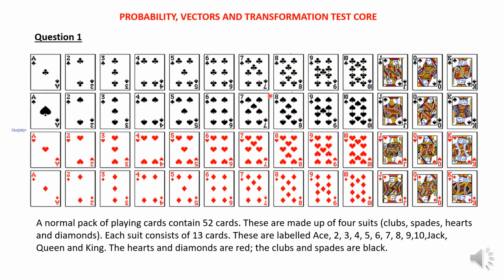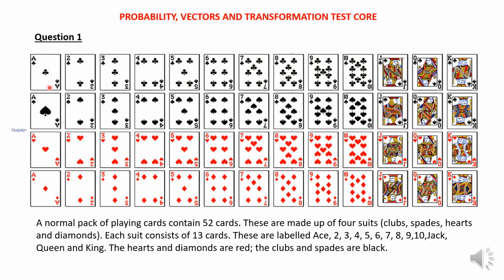a normal pack of playing cards consisting obviously of 52 cards, as you can see here, some of them are black, some of them are red. In fact, we have got exactly half in every suit, there's 13, so it's exactly 26 of the cards here are black and 26 are red.